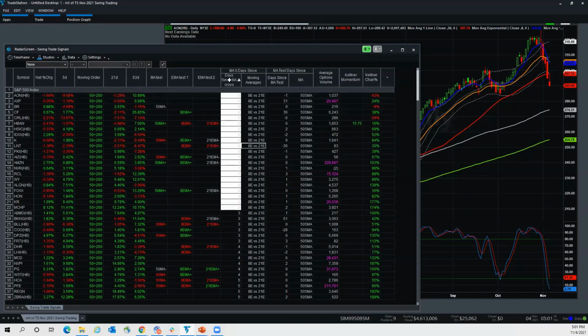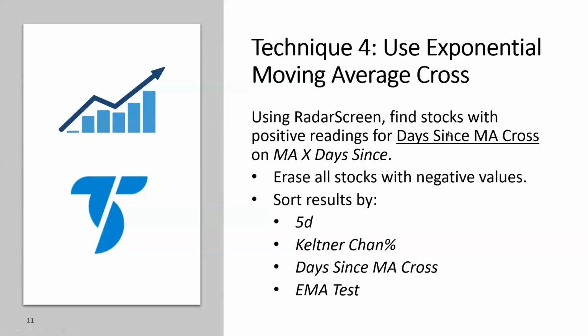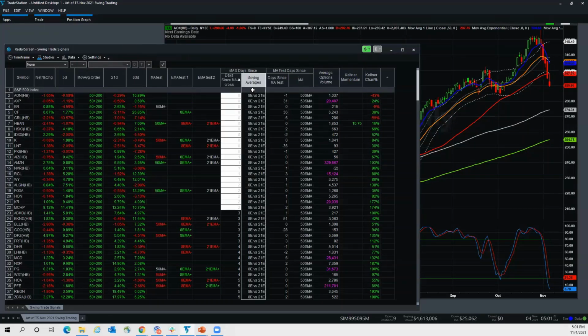This is the output. So you're going to see the indicator has 2 things that we look at. The indicator has the name of the indicator in italics, and then it has 2 outputs: days since MA cross, and the other one is simply called the moving averages. So this will tell you what it is, because you could set this.